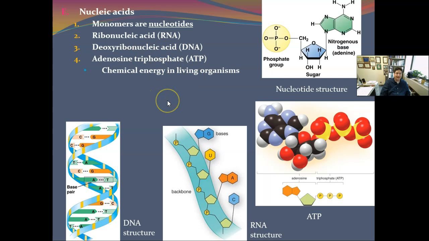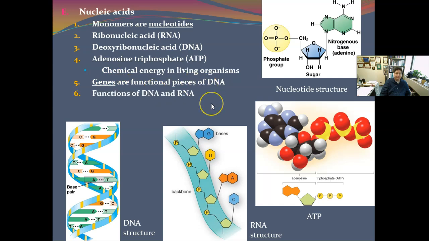So we'll be coming back to all of these later. What you know of as a gene is a functional piece of DNA. It's a piece of DNA that does something. Overall, functions of DNA and RNA include inheritance, it's passed on to offspring, and they determine the structure of proteins, something we'll get to in the chapter on microbial genetics. I already mentioned that ATP is chemical energy in living organisms.